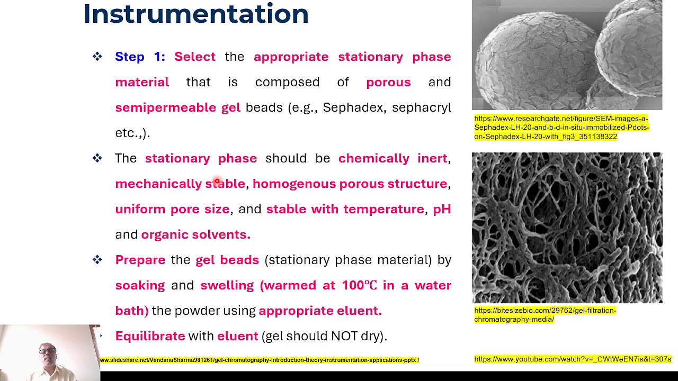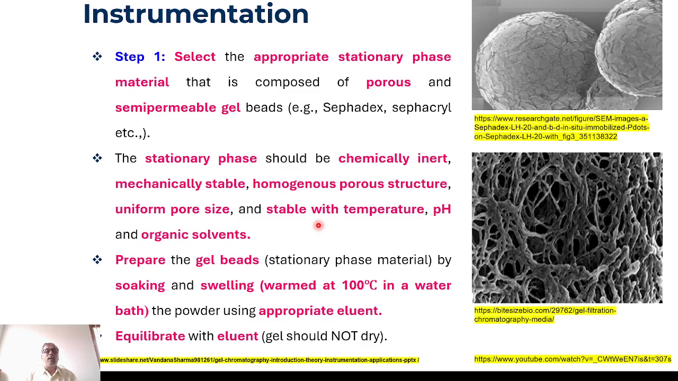So select the appropriate stationary phase, use appropriate buffer, and then you keep this overnight, that is 12 to 16 hours, so the gel will swell. You can see the properties of a stationary phase material: chemically it should be inert, mechanically it should be stable, it should create some pores with uniform pore size. The gel should be stable to some extent with temperature, pH and other organic solvents. The gel should not get distorted. So this is very important.